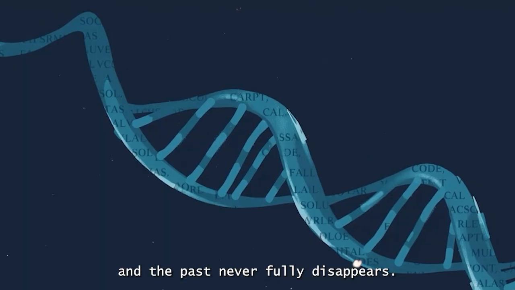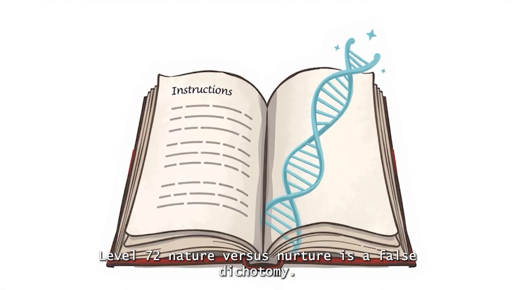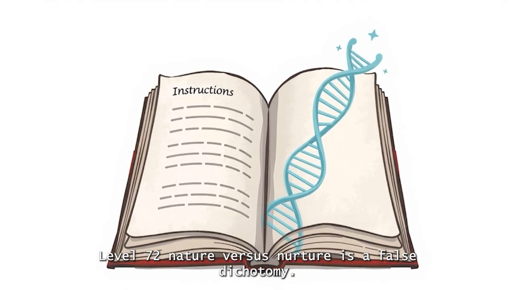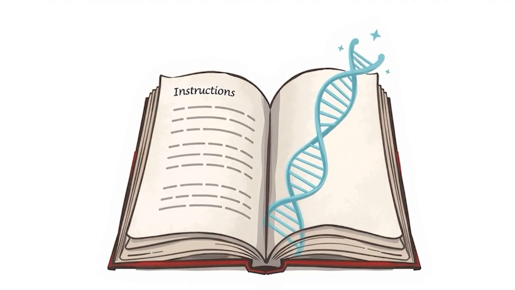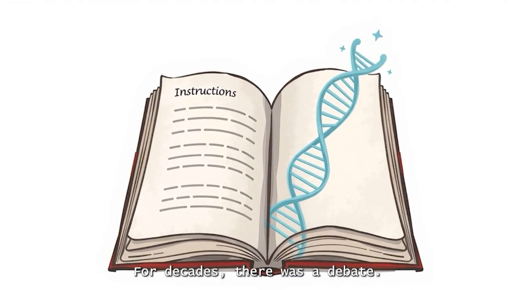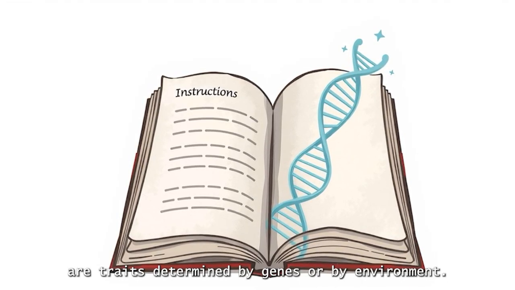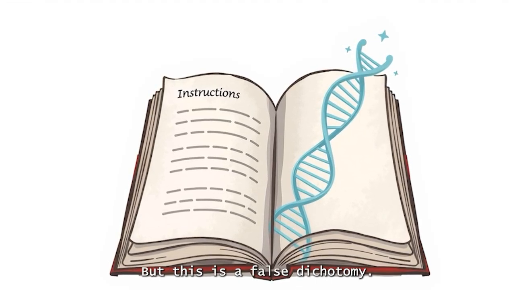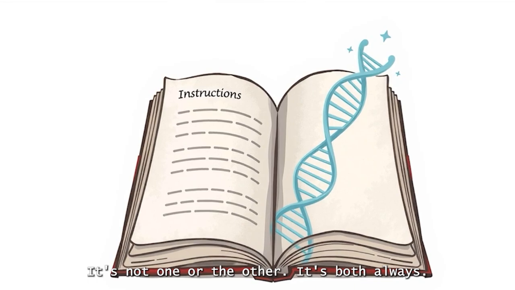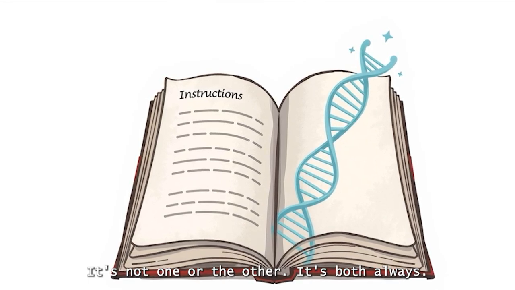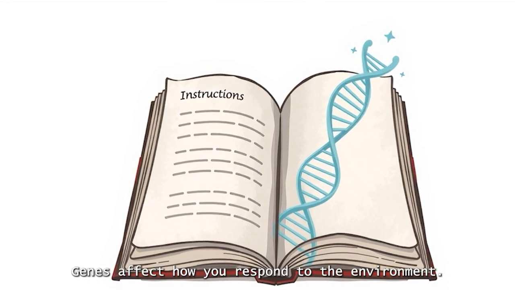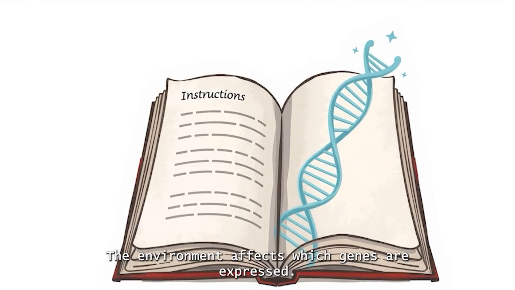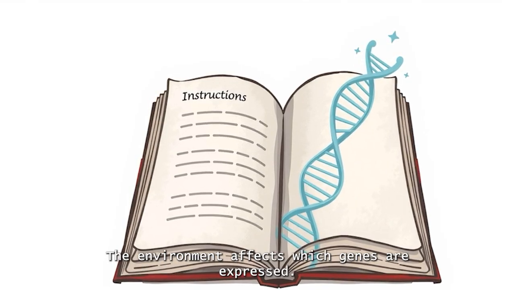Level 72. Nature versus nurture is a false dichotomy. For decades, there was a debate, nature or nurture. Are traits determined by genes or by environment? But this is a false dichotomy. It's not one or the other. It's both, always, and they interact. Genes affect how you respond to the environment. The environment affects which genes are expressed.